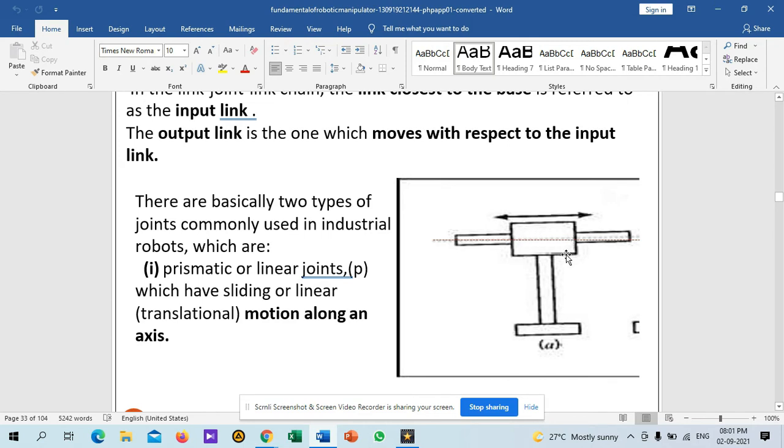So this could be moved in a linear direction. If you take this as the x-axis, so this moves in forward and backward direction, which is a linear motion, right? There are basically two types of joints commonly used in industrial robots, which are prismatic or linear joints. It is denoted by the symbol P, which has sliding or linear motion along an axis, right?